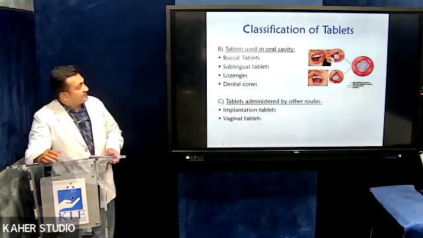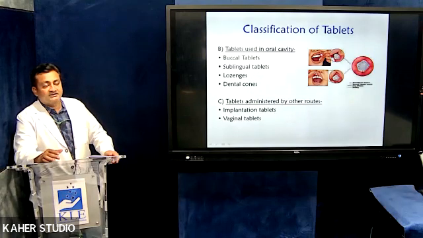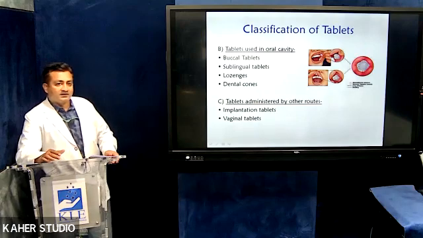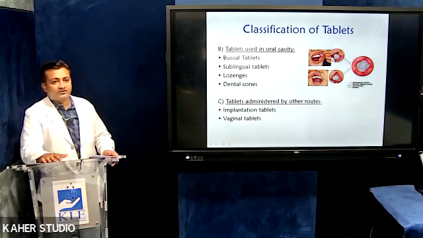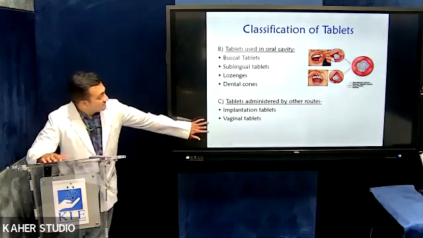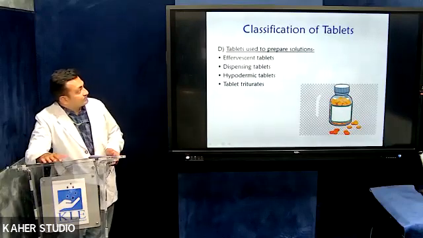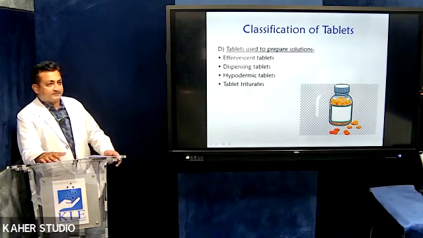Second is tablets used in the oral cavity, that is buccal tablets, sublingual tablets, lozenges, and dental cones. Third category is tablets administered by a route other than the oral route, that is implantation tablets and vaginal tablets. Then tablets used to prepare solutions, that is effervescent tablets, dispensing tablets, hypodermic tablets and tablet triturates.